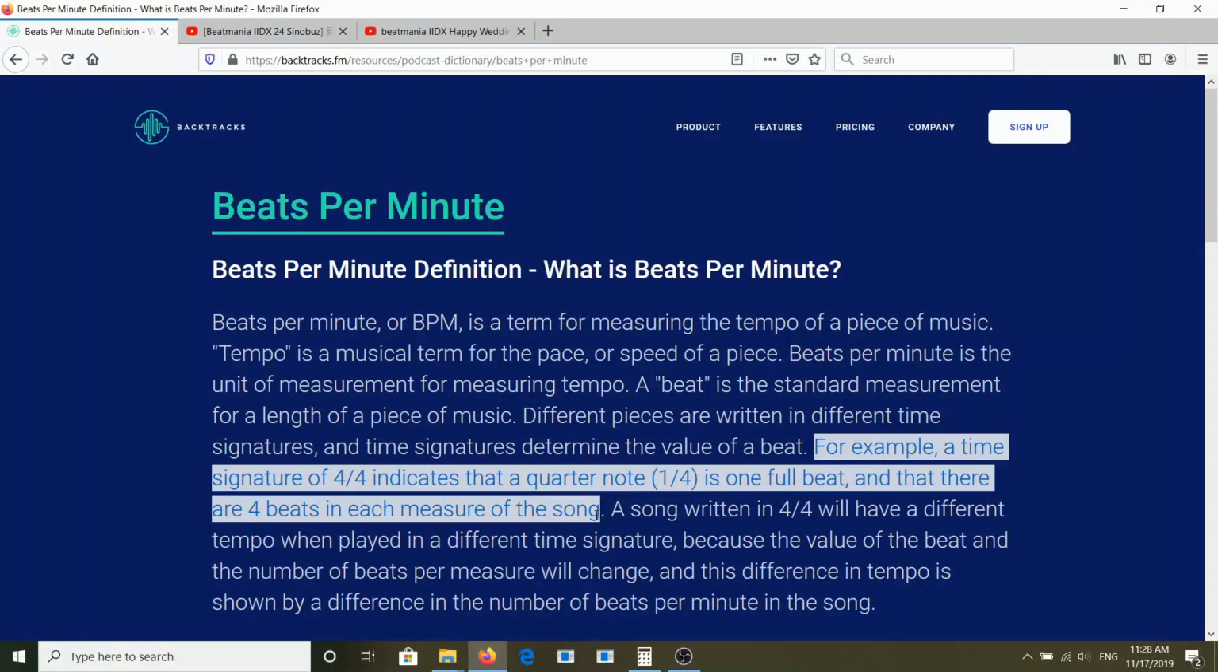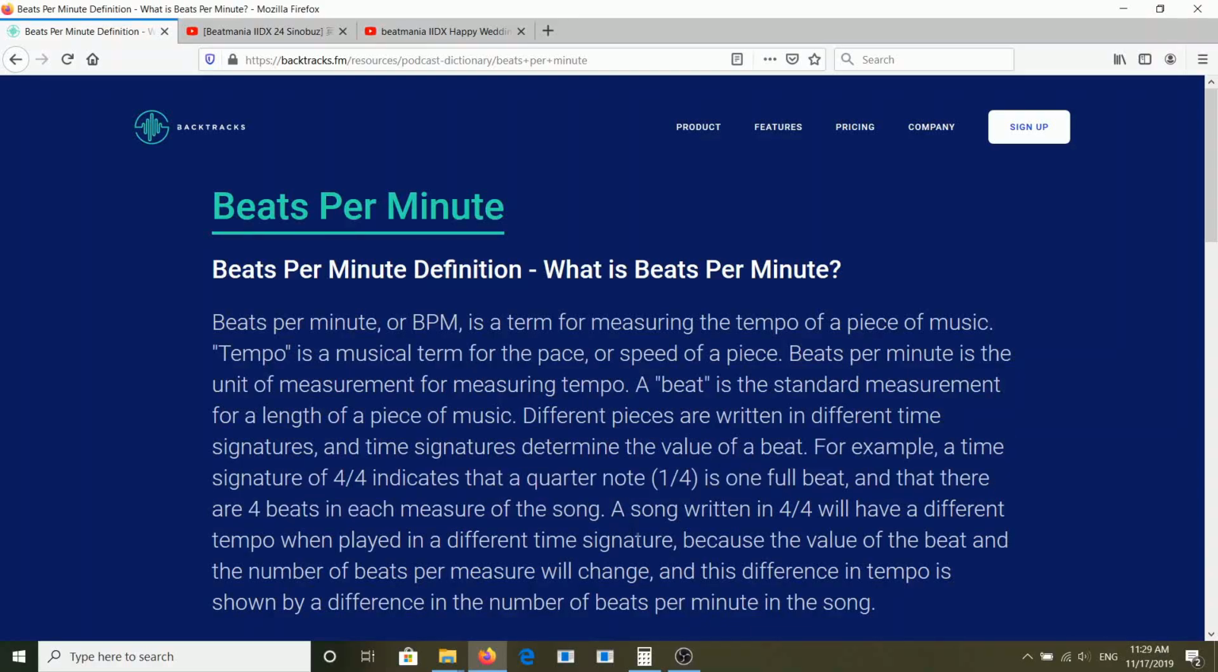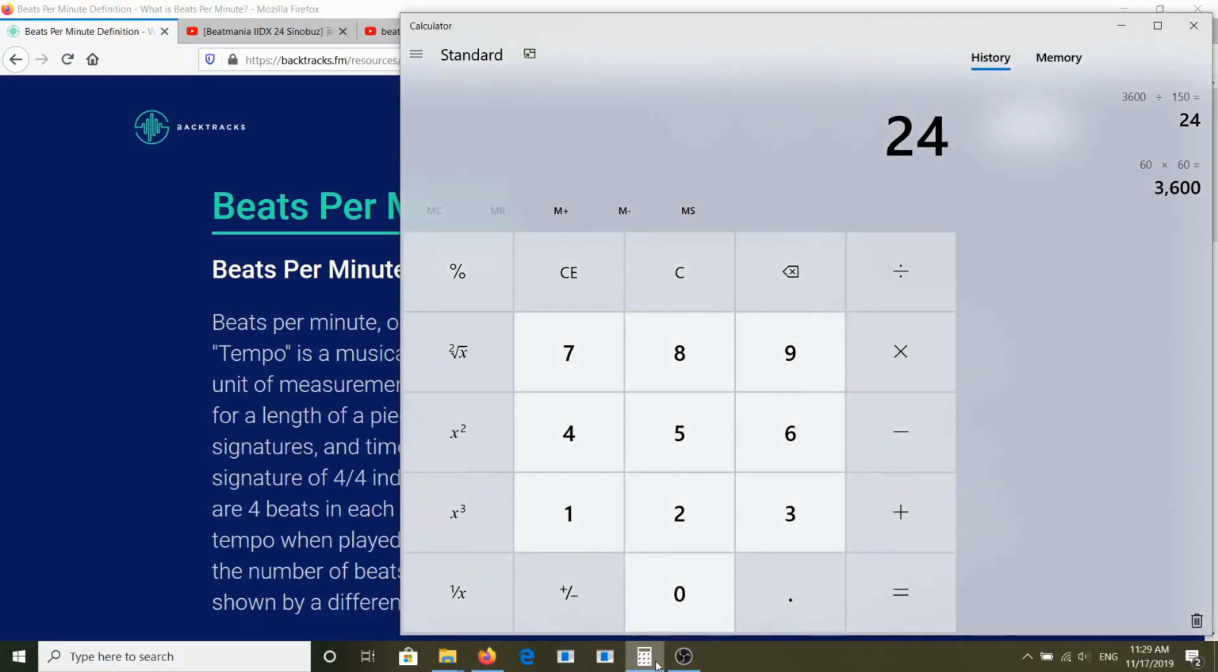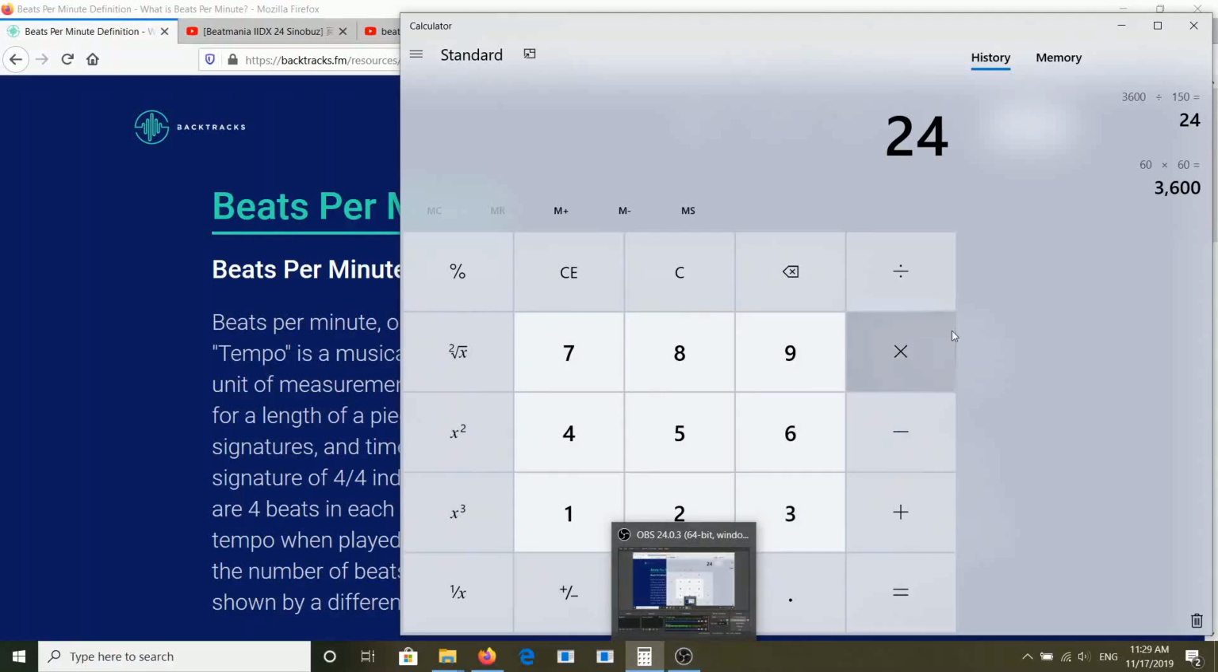So we don't have to worry about time signatures per se. All this is really telling us is that BPM is just saying how many quarter notes you are doing in 1 minute, and that's the measurement system of the tempo of a piece of music, right? So 150 BPM is simply 150 quarter notes in a minute. When we divide that, we get 24 frames between each quarter note.